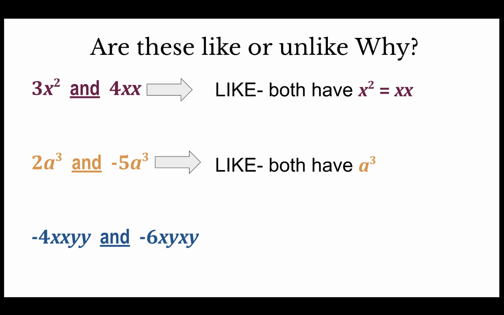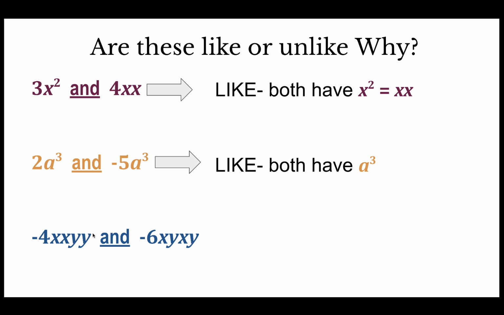Look at the last example, negative 4x, x, y, y. There's a lot of invisible multiplication in there, isn't there? And negative 6 times x times y times x times y. Now, don't forget about a very important property that we talked about when we were working on translating algebraic expressions, and that's the commutative property, right? Where you can change the order of what you're multiplying and it isn't going to change the product.